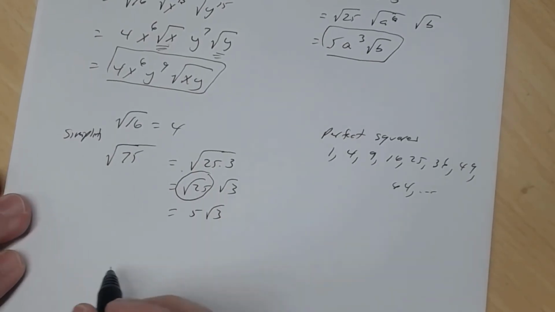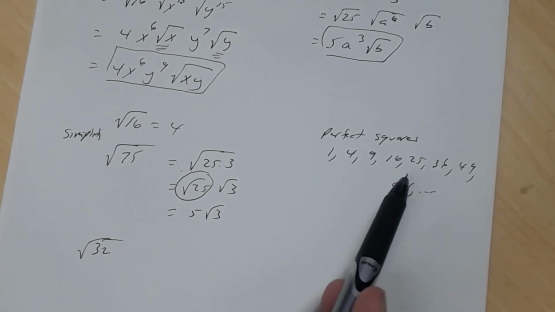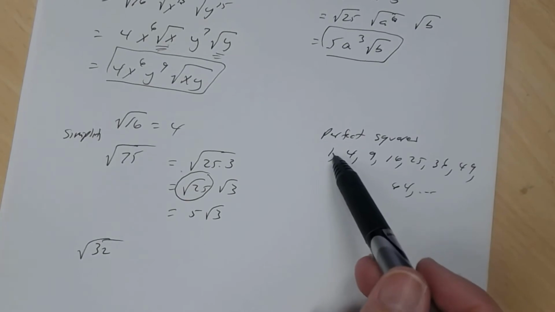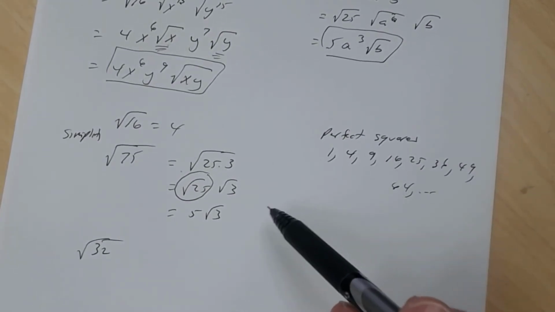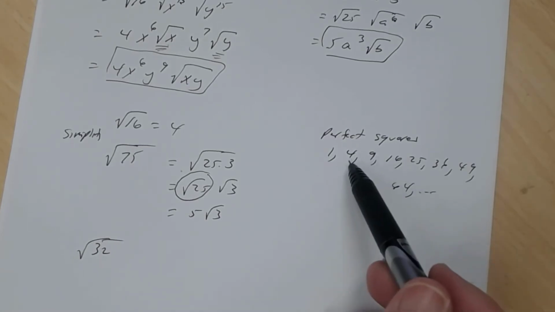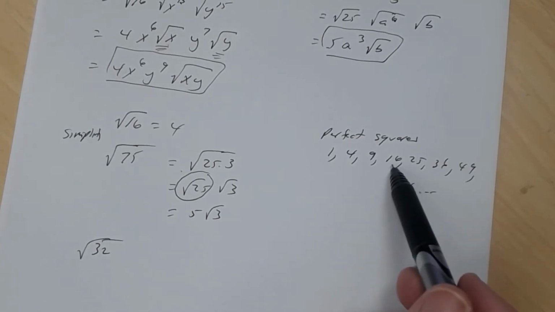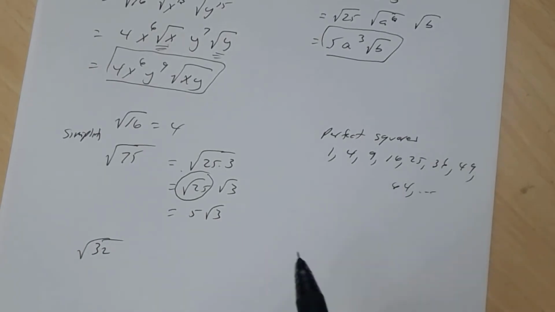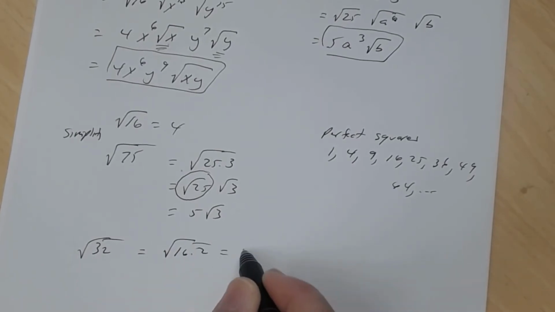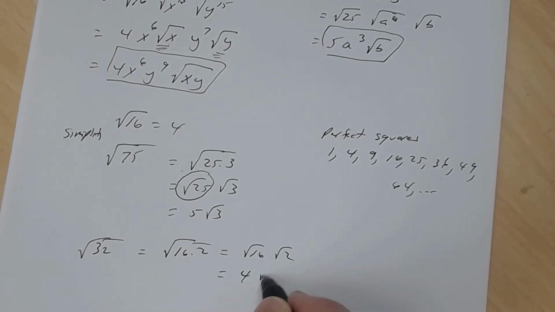Now, what if I had the square root of 32? Again, let's use the largest perfect square. Yes, 4 goes into 32, and we don't use 1 because 1 goes into every number. But 4 goes into 32, but that's not the largest. Use the largest. Makes things a lot easier for yourself. In this case, the largest is 16. So this is the square root of 16 times 2, which is the square root of 16 times the square root of 2, and the square root of 16 is 4, and you get 4 square root of 2.